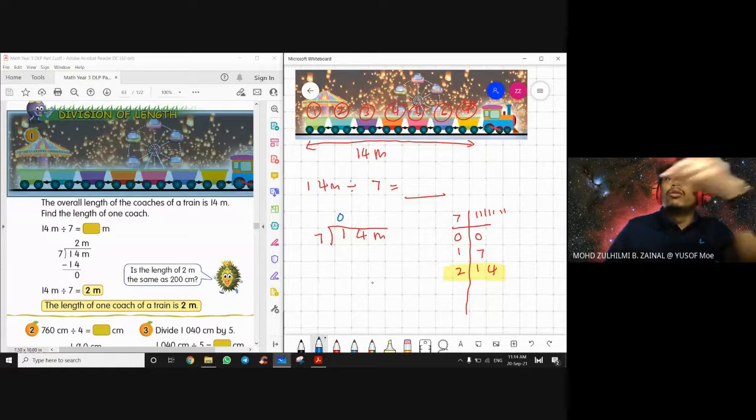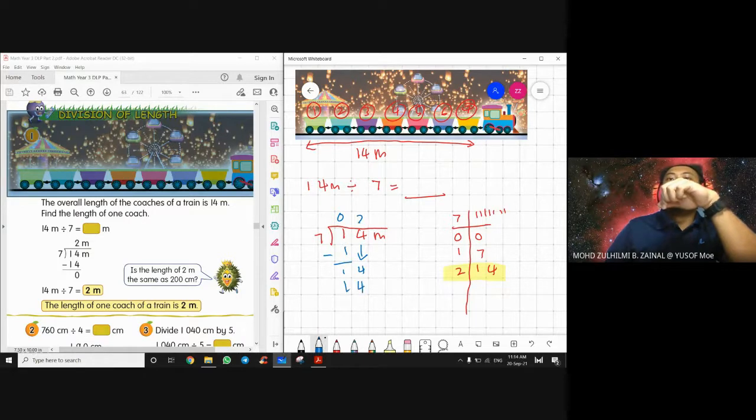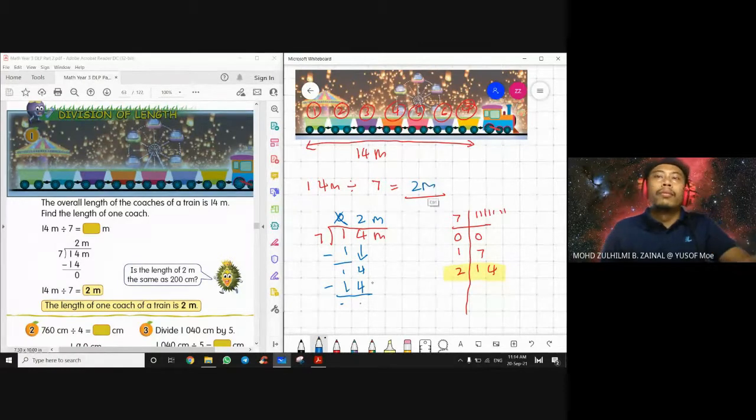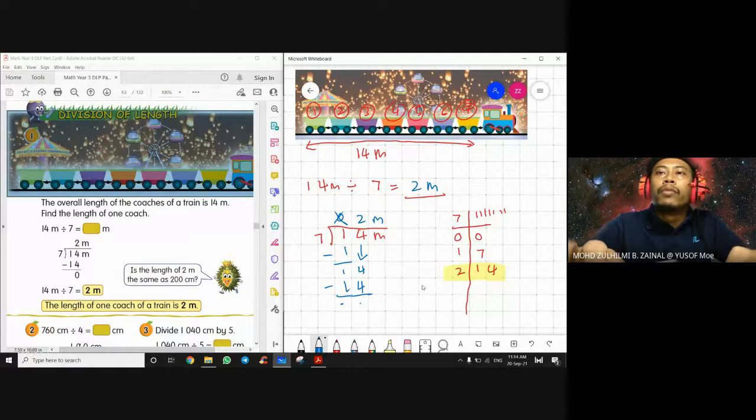Okay, so 0. Bring down 1. Tolak 1. Bring down 4. 14. So 14, your answer should be 2. Bring down 14. Bring up 2 as your answer. Okay, so your answer should be 2 meters. Bukan 20, cross lah 0 depan tu. So 2 meters as your answer. Senang. This one is very easy.